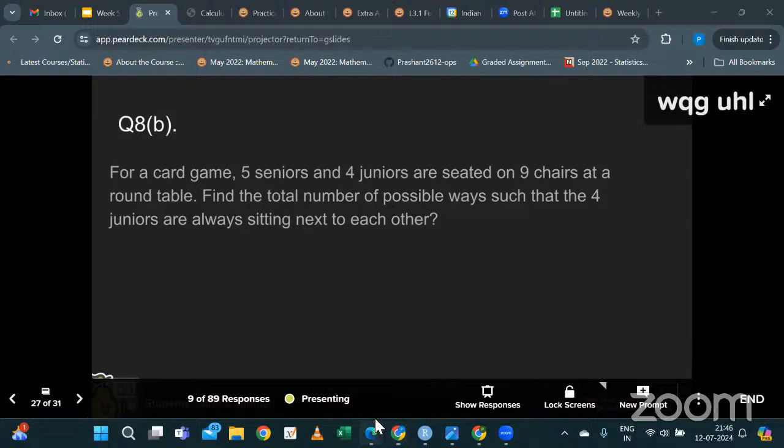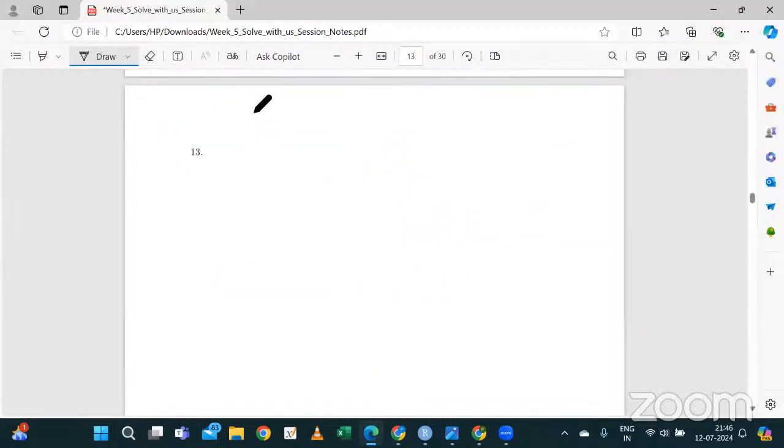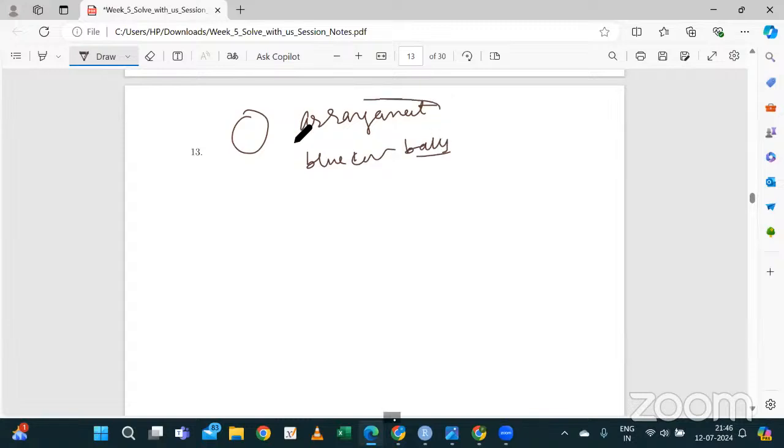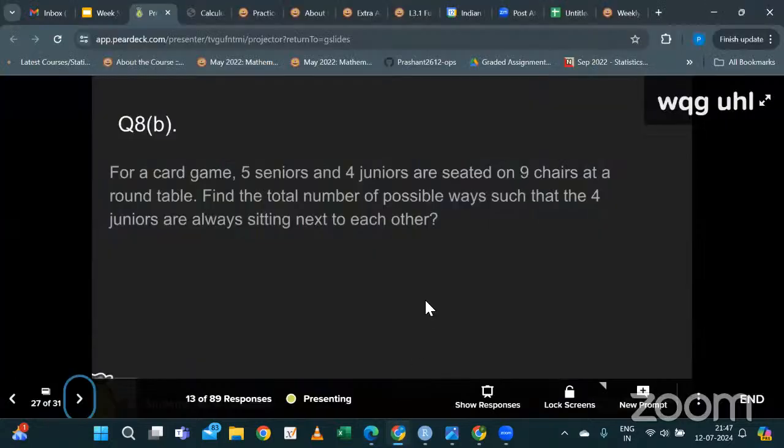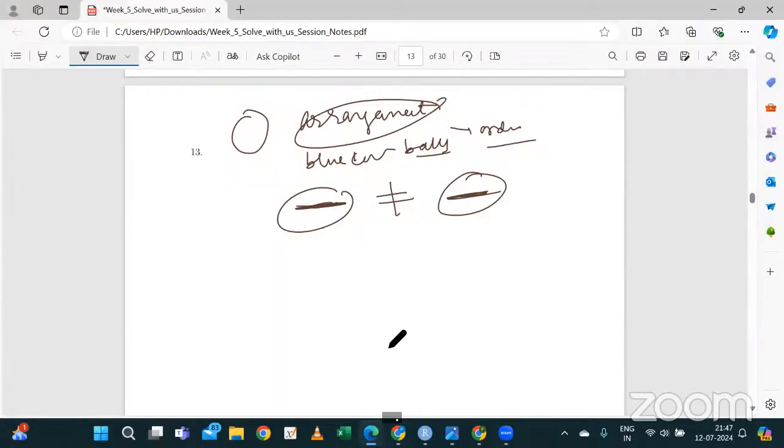See, if you're doing circular arrangement, what we are talking about is arrangement, right? Arrangement of, let's say, blue color balls. If you are talking about arrangement, that means I'm talking about order, right? So order will matter. Order matters means this arrangement in one way is not same as arrangement in another way. That's the main key thing.